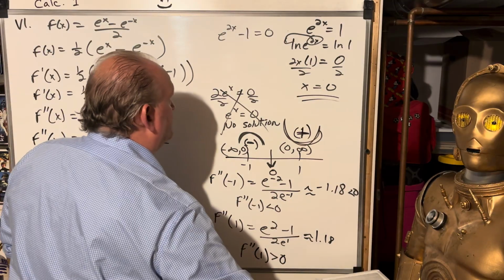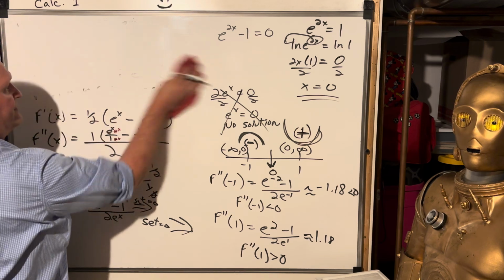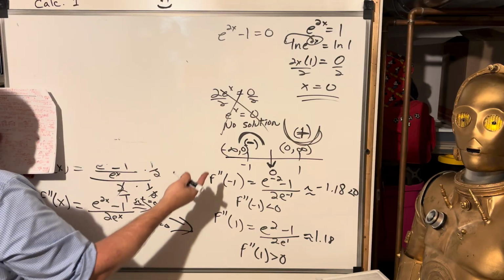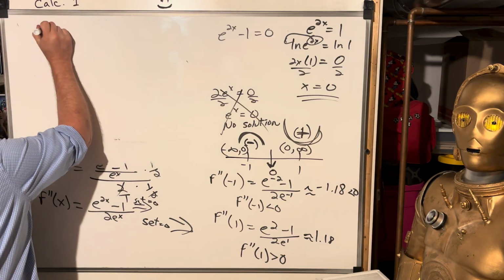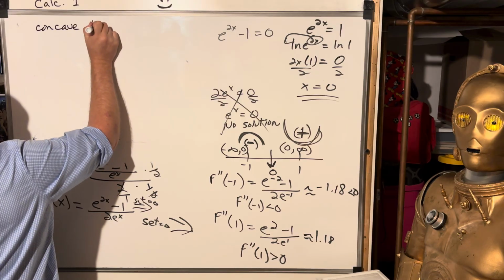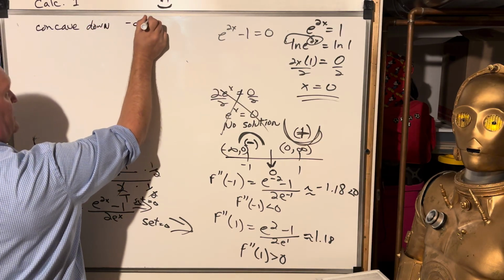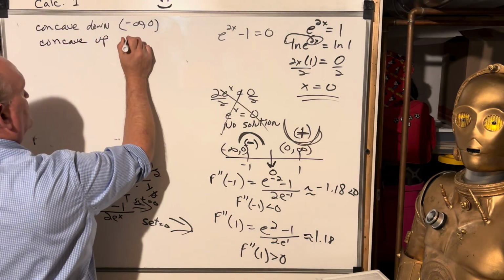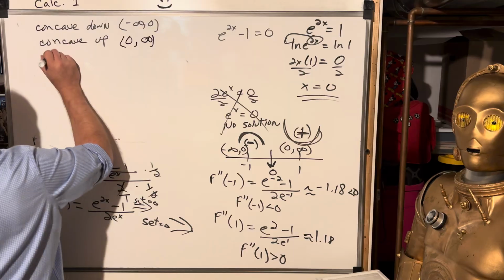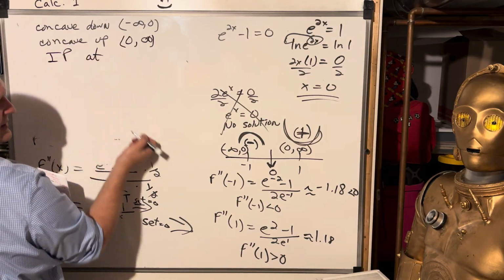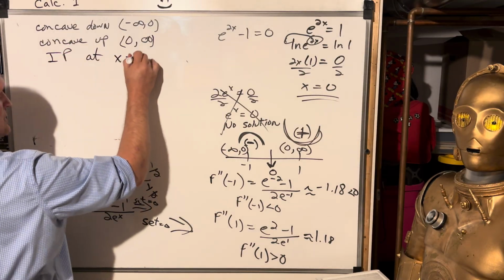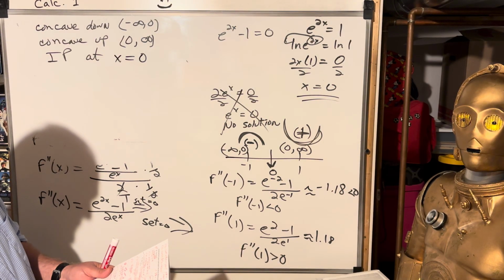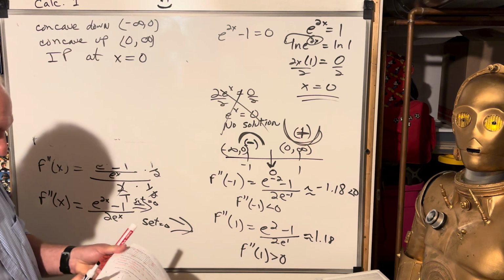I never leave enough room for my conclusion. So we conclude that we're talking concave down on the interval negative infinity to 0, concave up on 0 to infinity, and an inflection point at x equals 0. Okie dokie. So, pretty tedious problems.